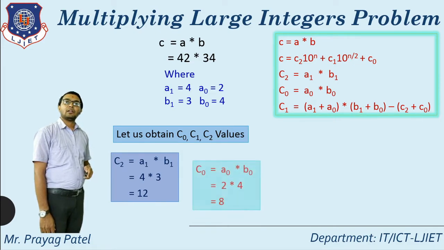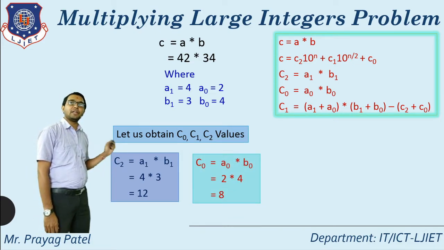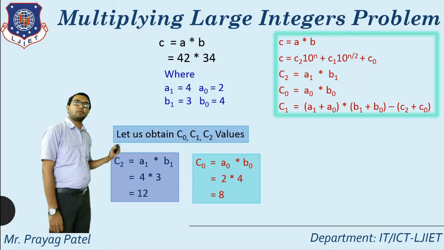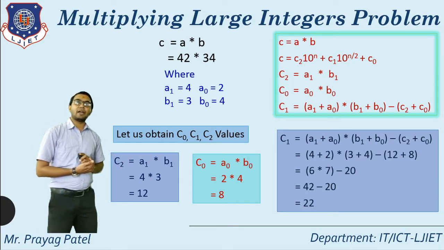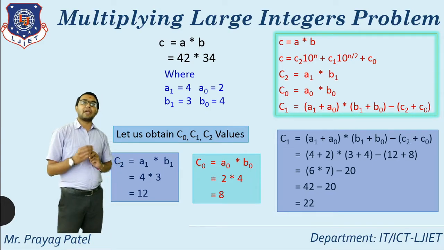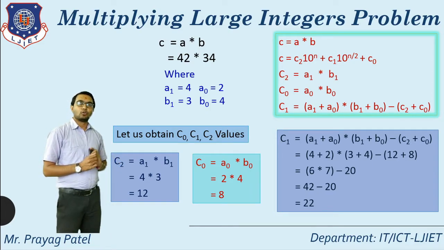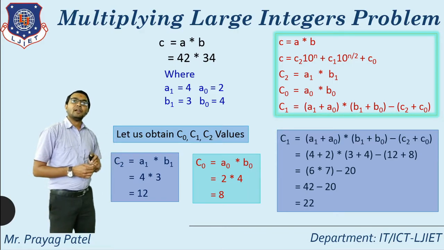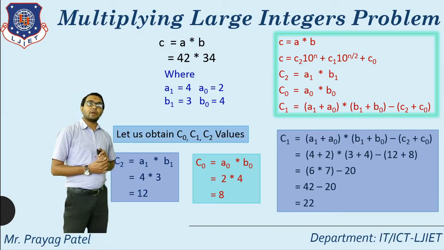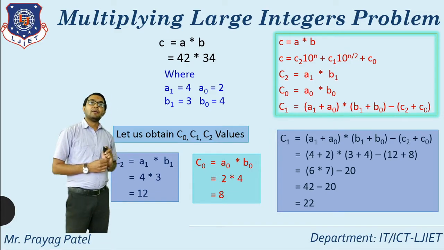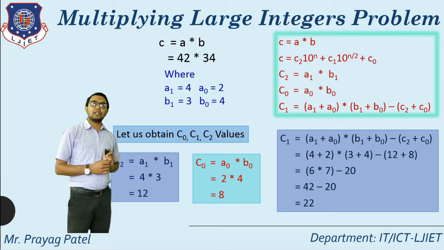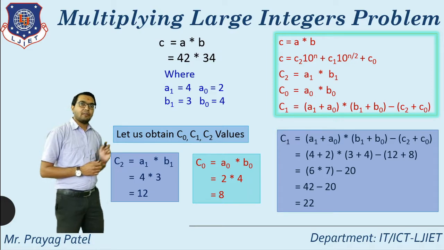Next calculate C0. C0 means A0 multiply B0. Here A0 is 2 and B0 is 4, so 2 multiply with 4 equals 8. Now the third one is C1. How can we find C1? For this we already have the values of C2 and C0. Now C1 equals (A1 plus A0) multiply (B1 plus B0) minus (C2 plus C0). So 4 plus 2, multiply 3 plus 4, minus 12 plus 8, because C2 equals 12 and C0 equals 8. Now 6 multiply with 7 minus 20.